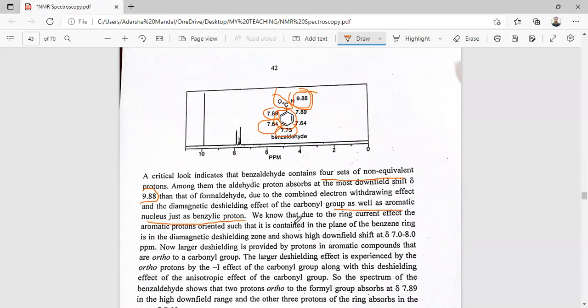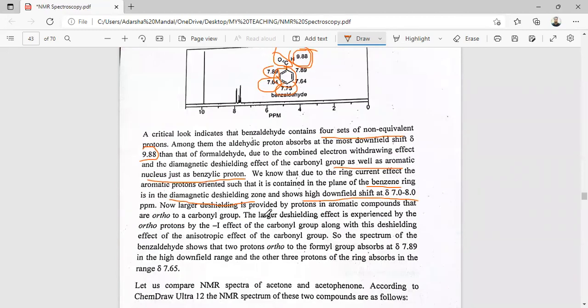And also we know that due to the ring current effect, the aromatic proton, oriented such that it is in the plane of the benzene ring, is in the diamagnetic deshielding zone, and so has a high downfield shift at 7 to 8 ppm. The larger deshielding is experienced by the aromatic protons that are ortho to the carbonyl group, by the minus I effect of the carbonyl group along with the deshielding effect of the anisotropic carbonyl group. So the spectrum of benzaldehyde shows the two ortho protons at 7.89, and the other three protons absorb at 7.65.